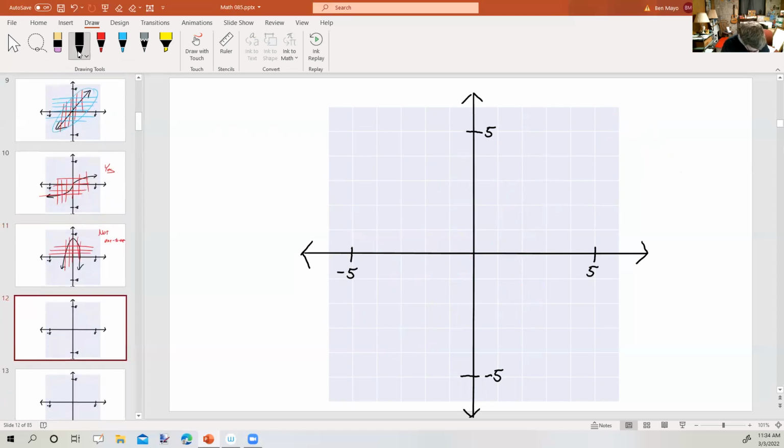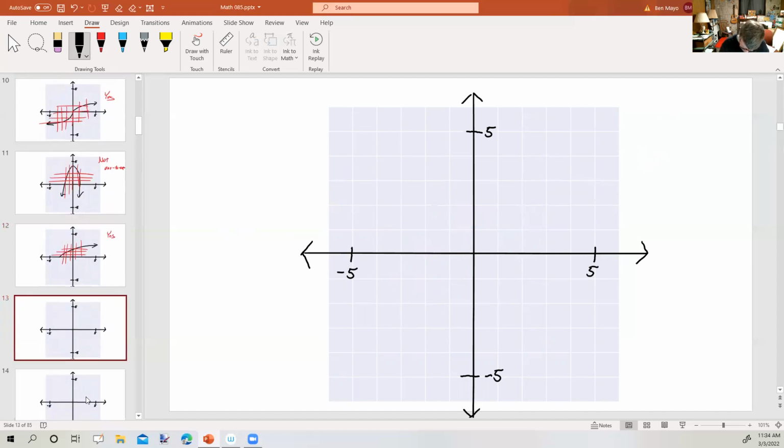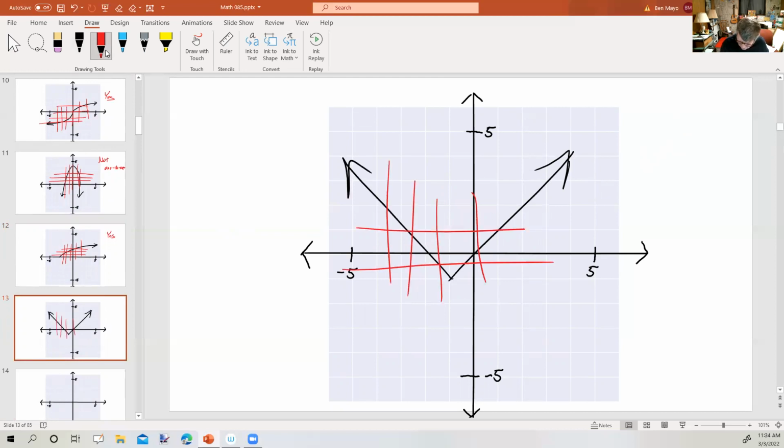Okay, let's see. How about this one? It passes the vertical line test and the horizontal line test. So yes, it's one-to-one. And how about that one? Yes, it's a function, but no, it's not one-to-one. It fails the horizontal line test.